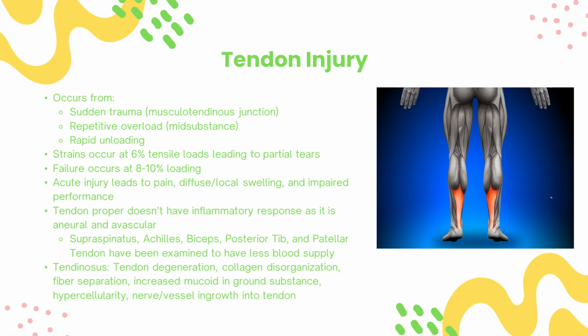The fibers separate, and this causes an increased mucoid in that ground substance, so it's creating more of that viscous property versus the elastic property. It's causing hypercellularity, so now there's more cellular processes going on within the tendon, and then the nerve and the vessels can actually ingrow into this tendon, which is going to cause a lot of that pain and things that we don't want, because this is not the proper type of structure that these nerves and these vessels should be imposing into. So that is kind of an abnormal sensation, an abnormal symptom that occurs with the tendinosis itself.